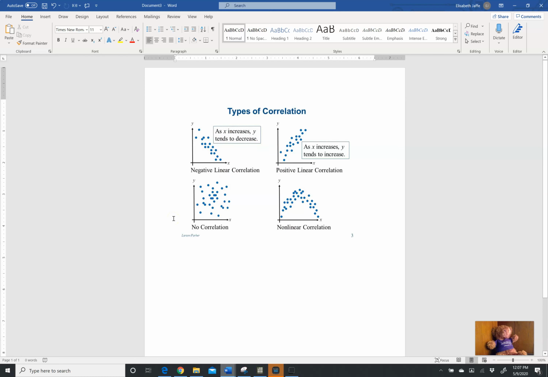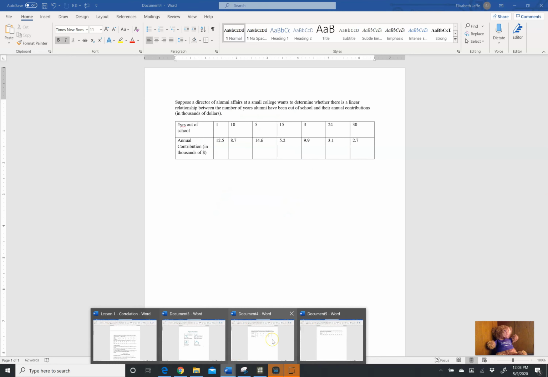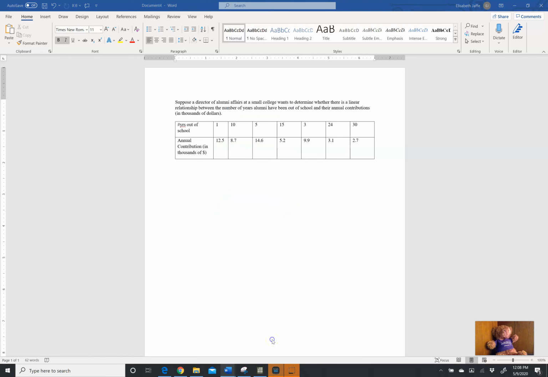Okay, so how do we construct a scatter plot? Let's use an example. I'm going to write out this example, but I wanted to say it to you first. Let me make this a little bit bigger.